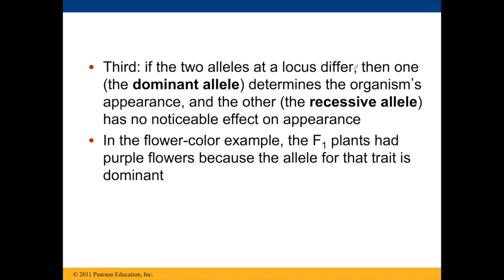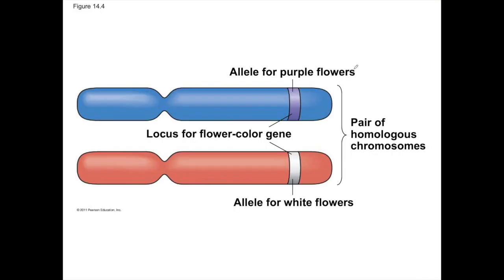Third, if two alleles at a locus differ, then one, the dominant allele, determines the organism's appearance, and the other, the recessive allele, has no noticeable effect on appearance. In the flower color example, the F1 plants had purple flowers because the allele for that trait is dominant. So, for example, if you have a plant that has a purple flower allele and a white flower allele, since the purple flower allele is dominant, this plant will have purple flowers. Now, you do have a copy of the white flower allele, but it has no noticeable effect on the appearance of those flowers.